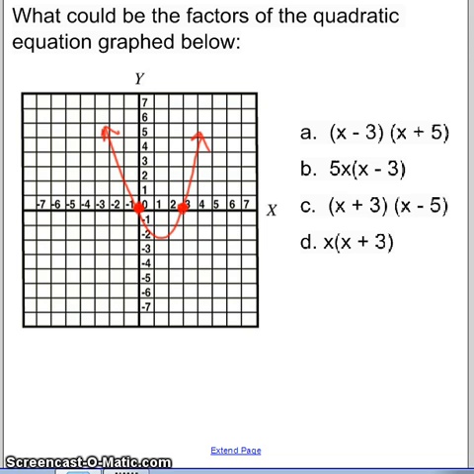I've got one more just to make sure that you know how to do it. The answers to this equation are 0 and 3, where the graph crosses the x-axis, and you look for the one over here that 0 and 3 works for. 0 and 3 is going to work for B. 5 times 0 is 0, and 3 minus 3 is 0.